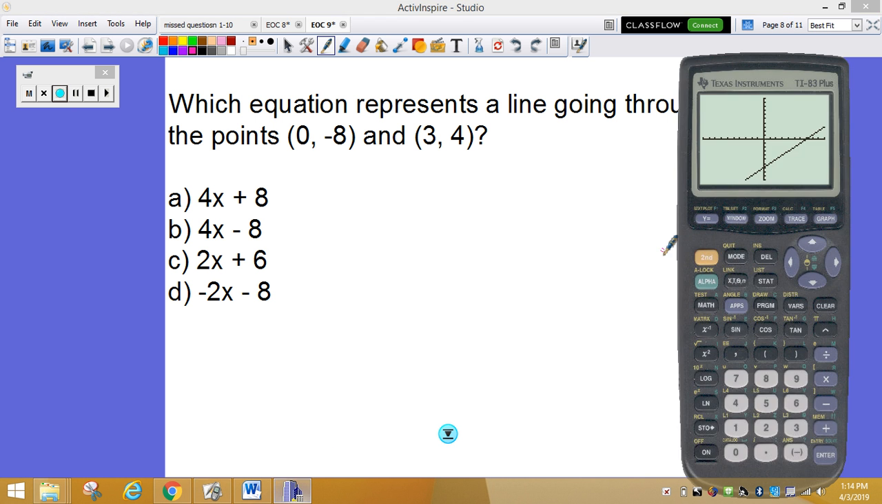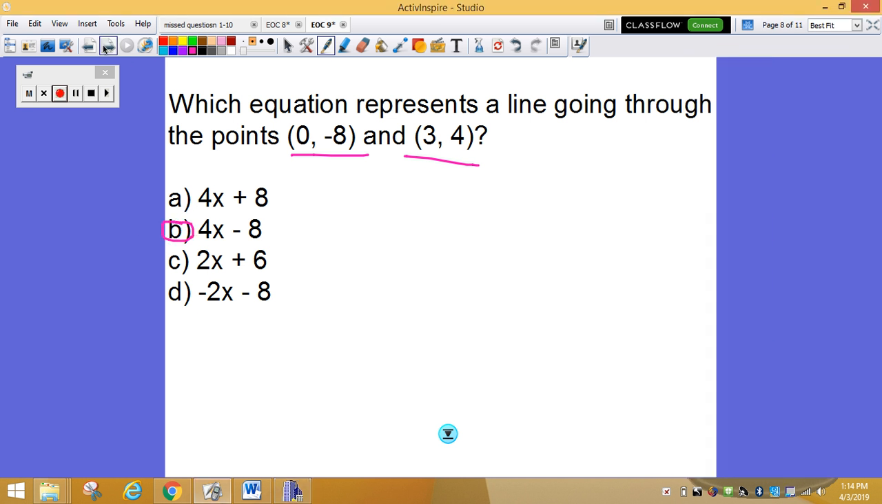Okay, so remember this we did last week too. I'm going to type in my questions, my 4x plus 8. I'm going to do second graph, and I want to see if it goes through these points. 0, negative 8. So let's look right here. Nope, it goes through 0, positive 8. So that's wrong. So let's try 4x minus 8. Does it go through 0, negative 8? Sure does. Does it go through 3, 4? It sure does. So that was easy. B was my answer.